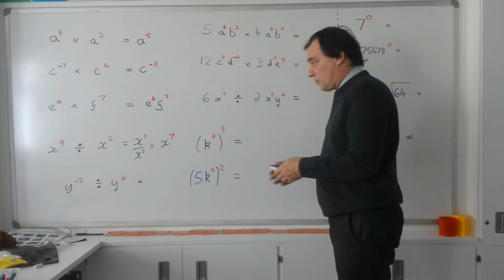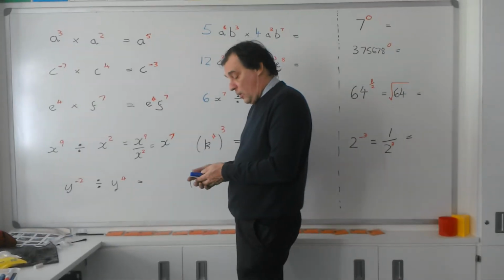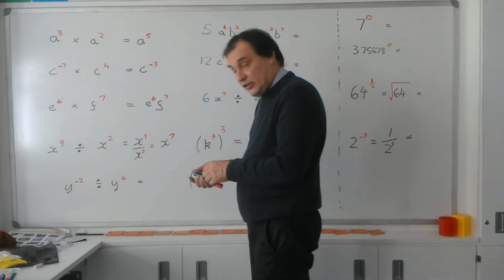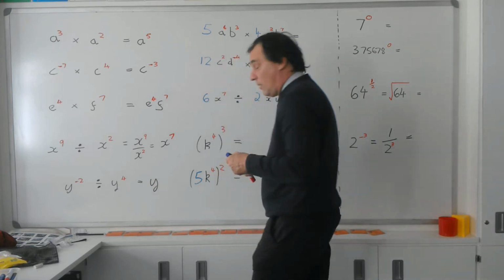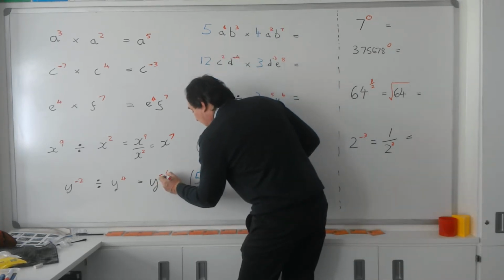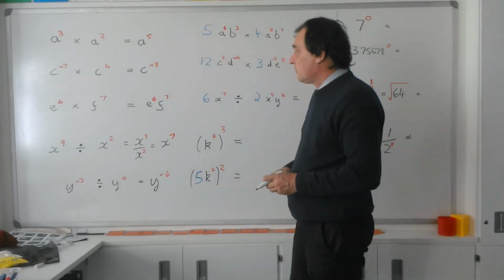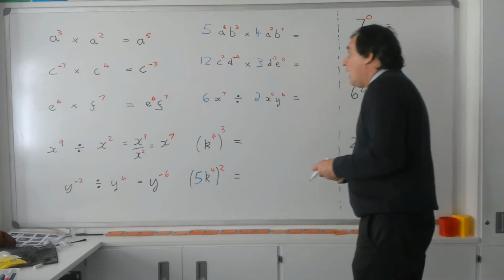We'll do another one for practice. We've got y to the minus 2 divided by y to the 4. So the letters are the same, so we can press on with that. We've got y, so minus 2 take away 4 is minus 6. That's y to the minus 6. So those are the first board there. A few examples to get going.